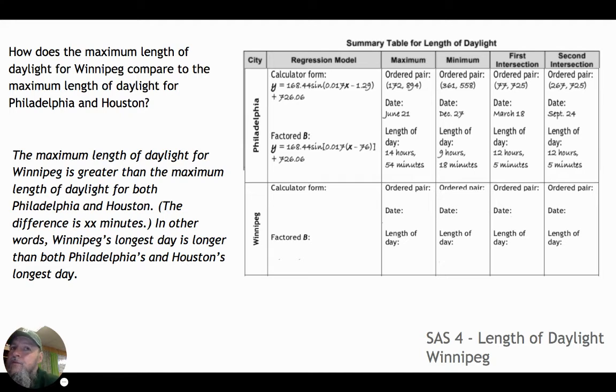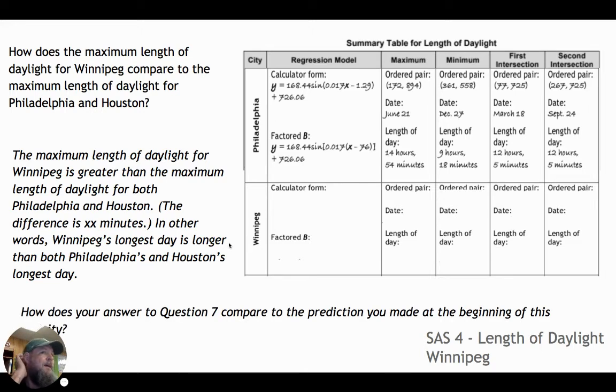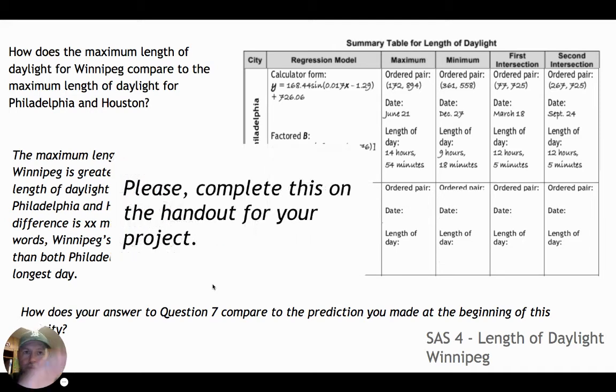Is that always the truth? Yes, it is the truth, the maximum length of daylight. And that's because the height of the latitude there is where it gets its sun. How does your answer to question 7 compare to the prediction? So we predicted that Philadelphia would have more sunlight or less sunlight than Houston in the summertime, and we found out that was wrong. And we also found out that's the same for Winnipeg, that there's more sunlight in the summertime. We'll complete this part also.